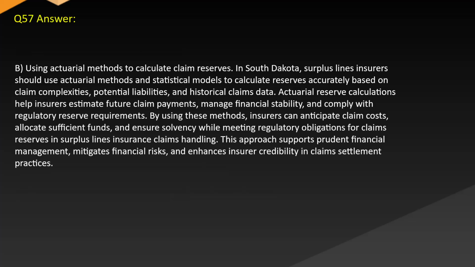Answer is B. Using actuarial methods to calculate claim reserves. In South Dakota, surplus lines insurers should use actuarial methods and statistical models to calculate reserves accurately based on claim complexities, potential liabilities, and historical claims data. Actuarial reserve calculations help insurers estimate future claim payments, manage financial stability, and comply with regulatory reserve requirements.